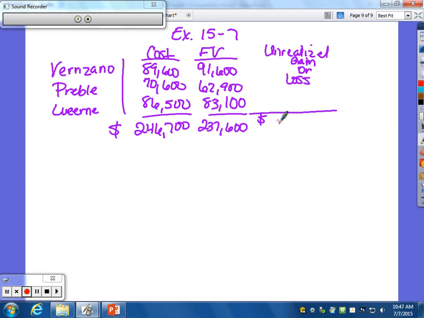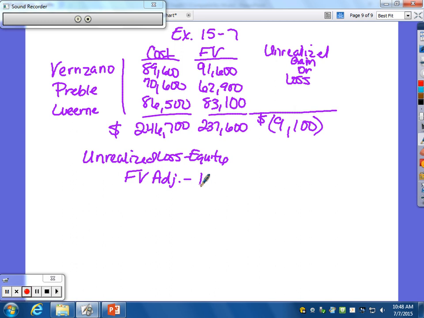So, what's the journal entry? Debit what? Credit what? Unrealized loss on the debit. Equity. Credit what? Fair value adjustment, available for sale.